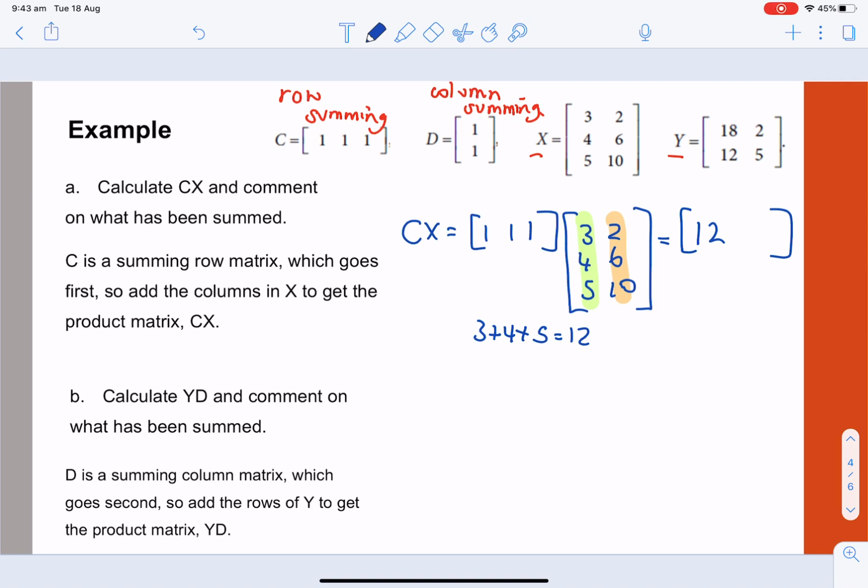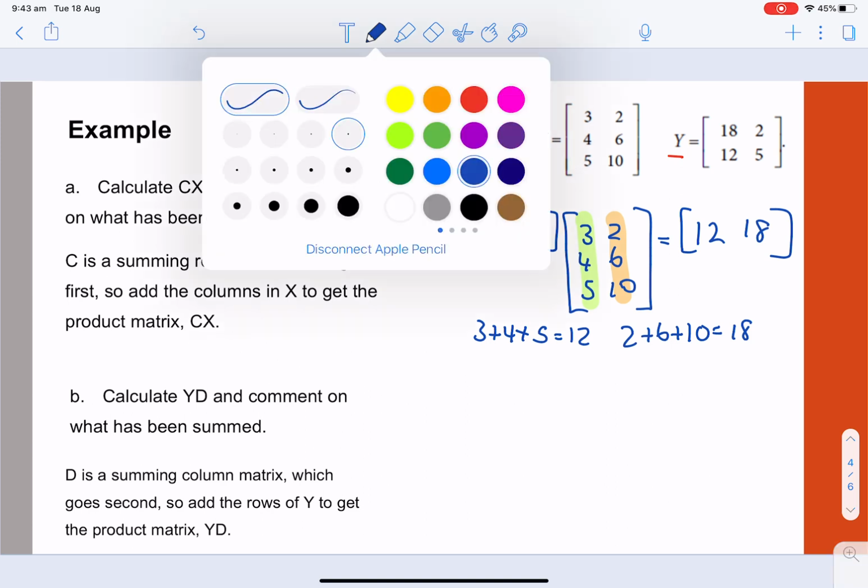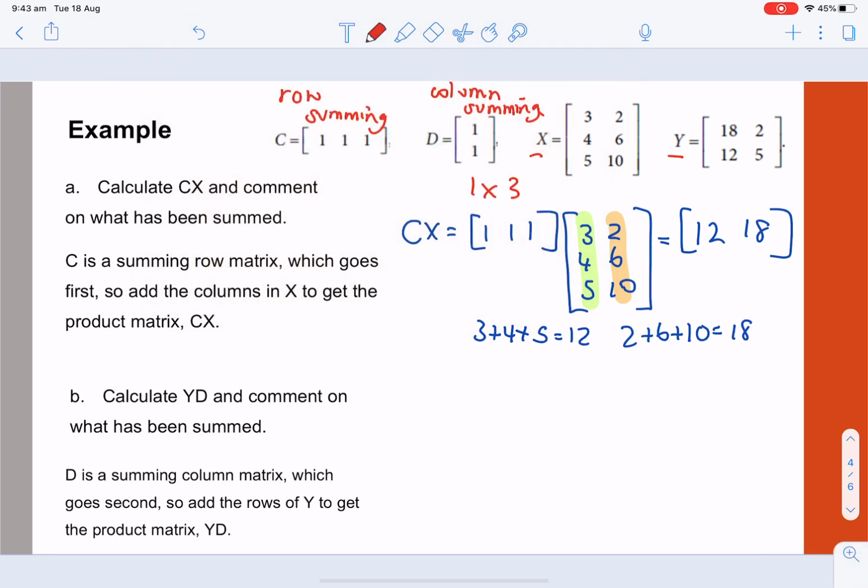My second element would be 2 plus 6 plus 10 gives me 18. Now, even though our first row matrix started off as a 1 by 3, we had a 3 by 2. Remembering from matrix multiplication, our n values need to match, that's these two here, and our resulting matrix is the two outside numbers. So we end up with a 1 by 2 matrix.